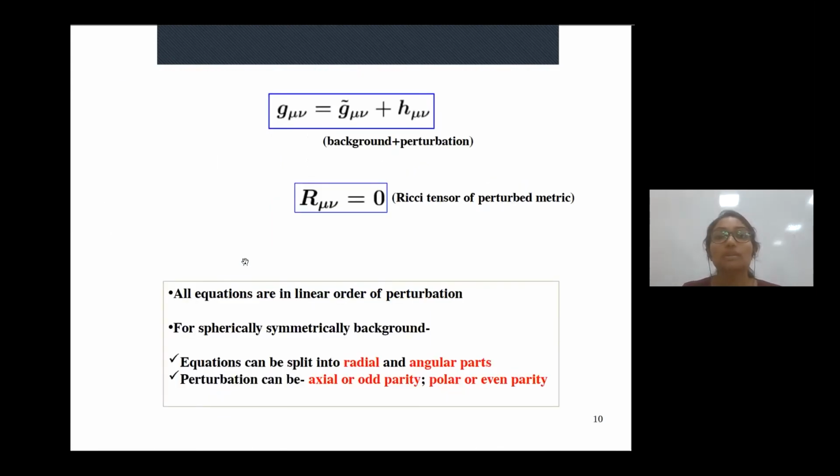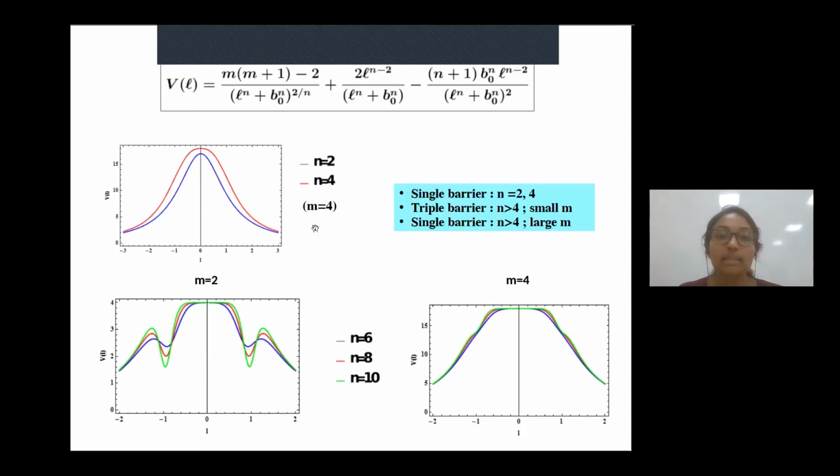Next, we move on to the axial gravitational perturbation, where we perturb the background spacetime itself by introducing a small tensorial perturbation term h mu. We will consider all equations up to linear order of this perturbation term, and we will be interested only in the axial or odd parity modes. In this case, the effective potential has a form like this.